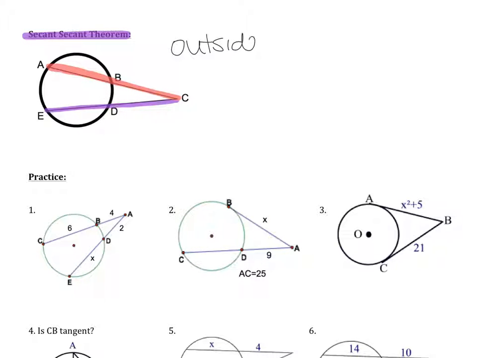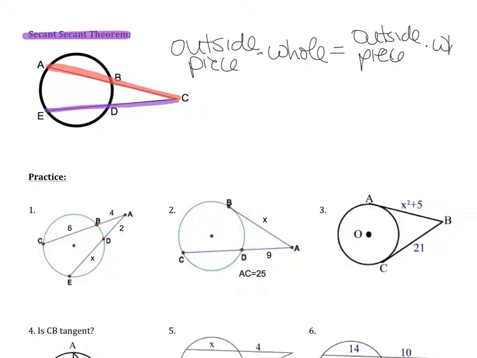Outside piece times whole equals outside piece times whole. So if I look at my first secant line, I'm going to take the outside piece times the whole thing equals the other outside piece times the whole thing. So let's go ahead and look at some of these problems.